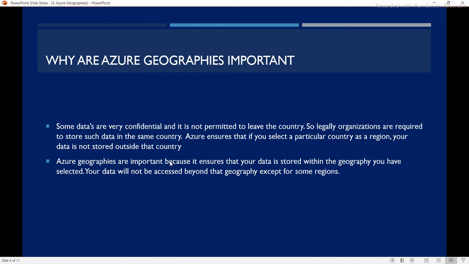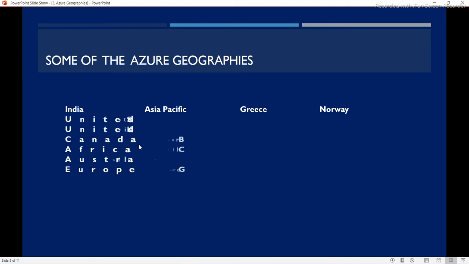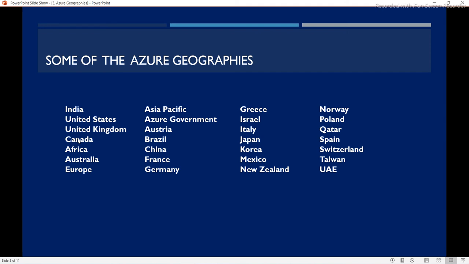Azure geographies are important because they ensure that your data is stored within the geography you have selected. Your data will not be accessed beyond that geography, except for some regions. And basically, we can pair an Azure region with another Azure region. Some of the Azure geographies are India, Asia Pacific, Greece, Norway, etc. Others include the United States, United Kingdom, Canada, Africa, Australia, Europe, and many more. In all there are 58; here I have mentioned 28 and 30 more Azure geographies.